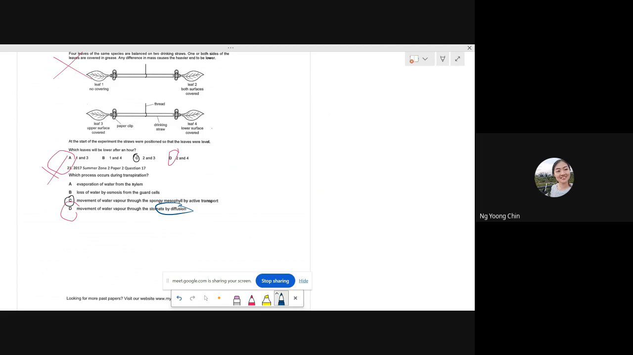Simple diffusion. Just like I mentioned, it is simple diffusion when the water vapor is released out to the external environment through the stomata. It's not active transport.